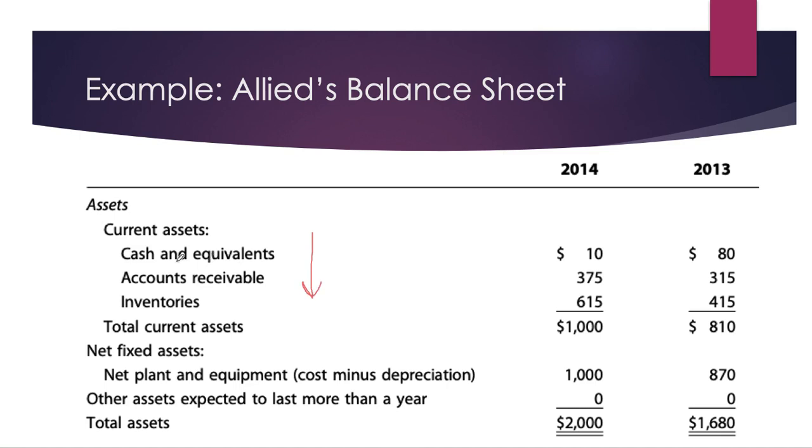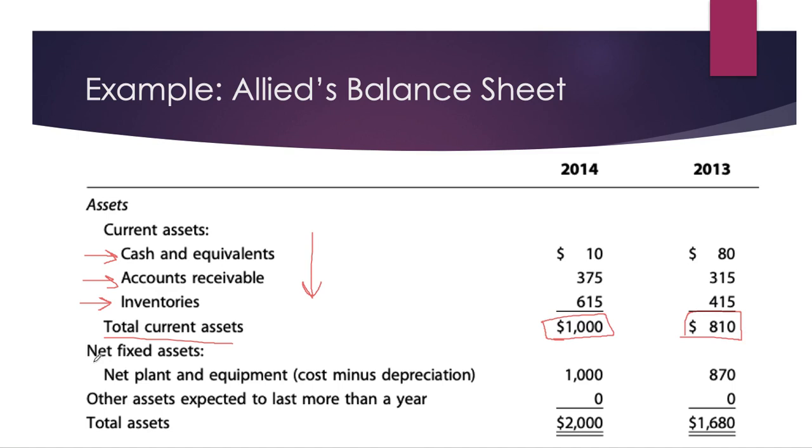So the most liquid assets on the balance sheet start from this item here, cash and equivalents. And then we continue with relatively less and less liquid assets such as accounts receivable. And then we have inventories. And then we sum the total current assets. So this is given as 1,000, but these are in millions of dollars. So this means $1 billion actually. And this is $810 million as of 2013.